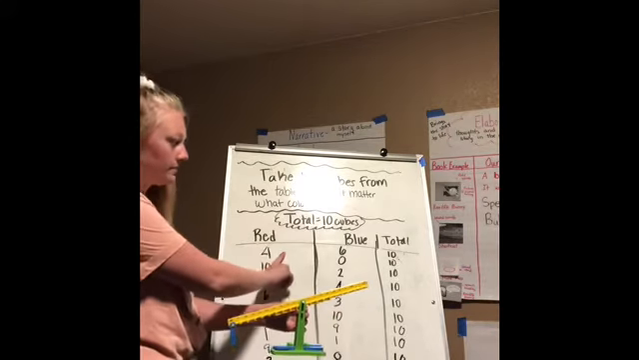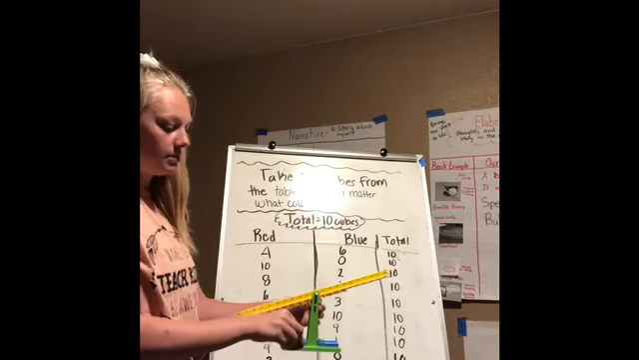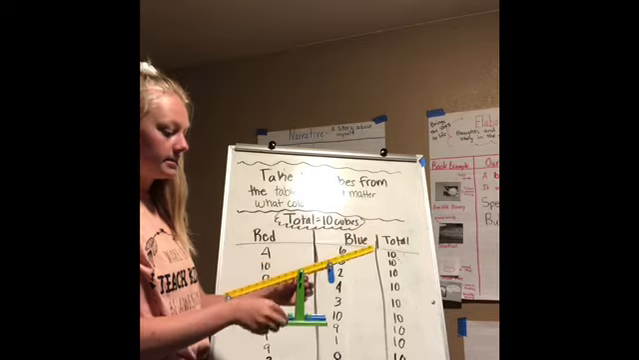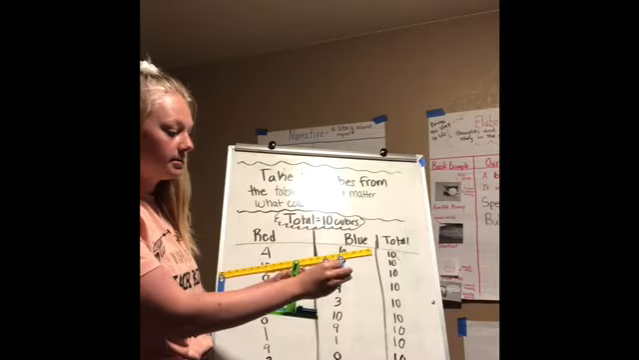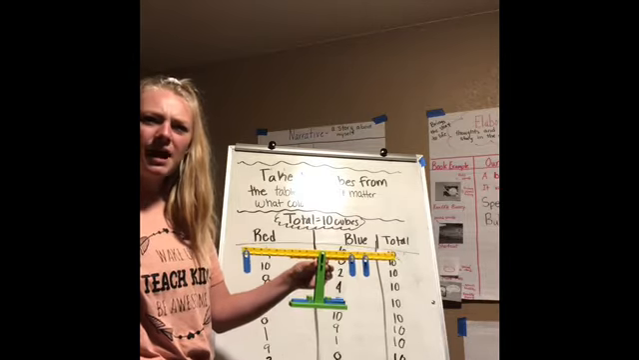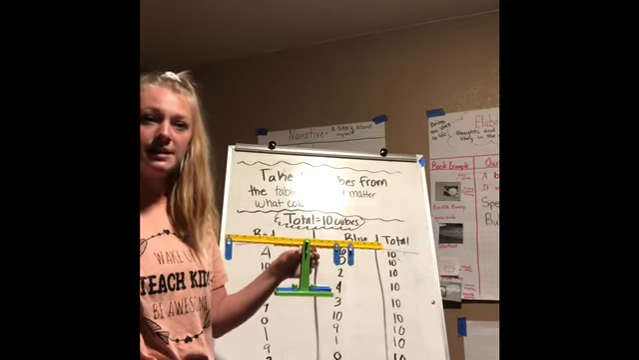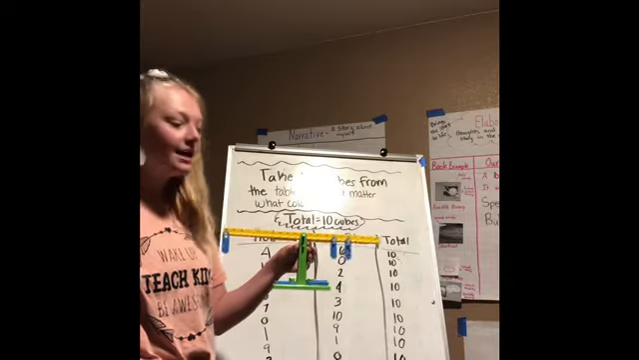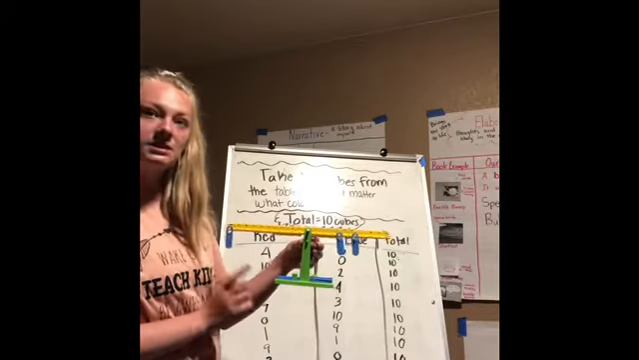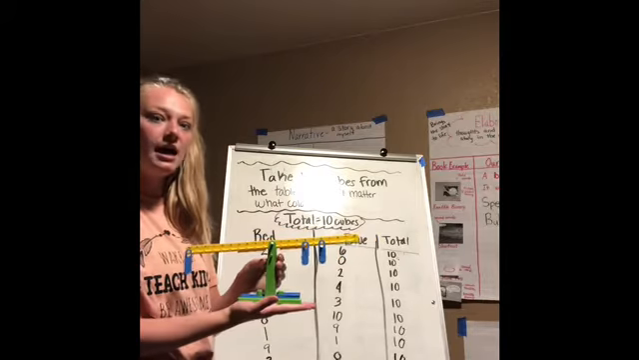We'll start with this one, 4 and 6. So if I put one of these on the 4 on this side and the 6 on this side, it balances. Why do you think it balances? Tim? Yeah, because 4 and 6 equal 10 and 10 equals 10. So they're equal on both sides.